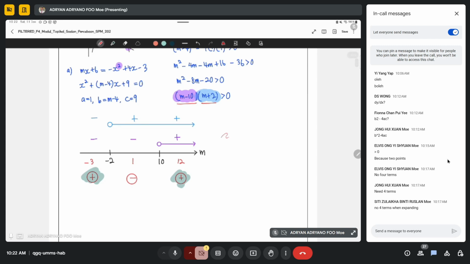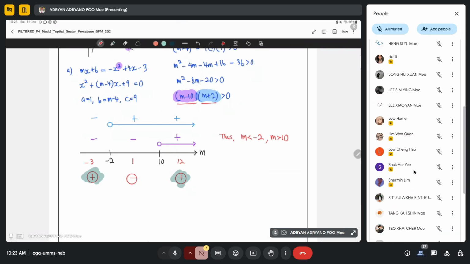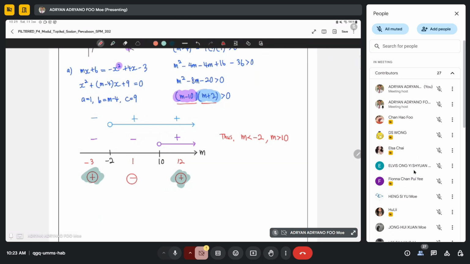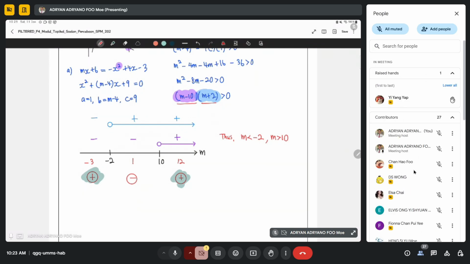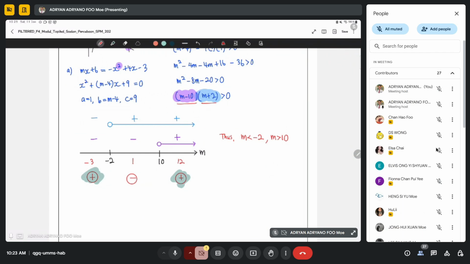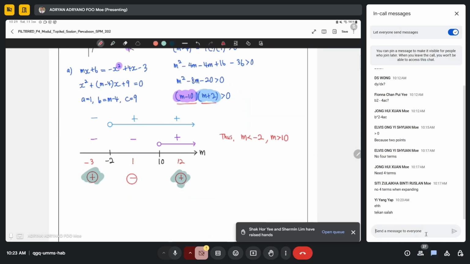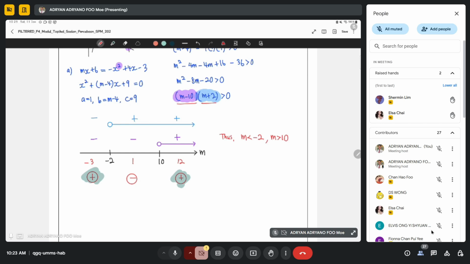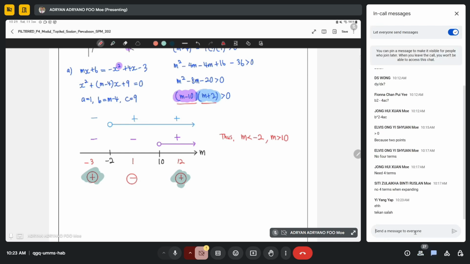Therefore your final answer would be m 要小过 negative 2，或者 m 要大过 10. That is your answer. Okay? Anyone don't understand? Raise your hand now. 因为这个很难。谁不明白 number line method? Only one? 你不要 shy 啊！你 shy 你吃亏啊！如果 SPM 真的出这个，你惨了。Only one? Wow, everyone else understand? Or you are too shy? Okay, still got don't understand.